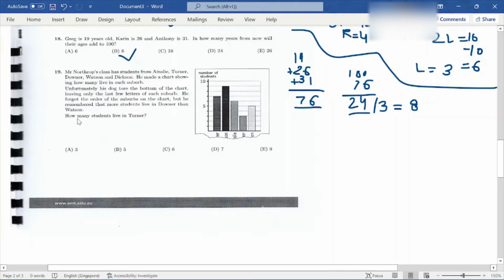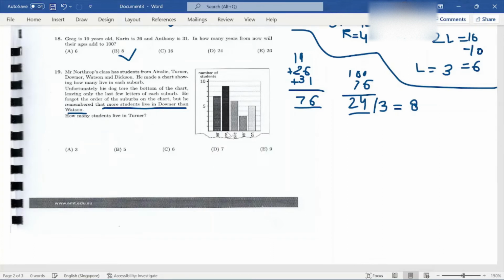But he remembered that more students live in Donner than Watson. We can see that there are 2 graphs ending with NER, NER. And what we have is 2 graphs showing as ON, ON. So either of these could be Watson, but looking at the statement that they have given us here, more students live in Donner than Watson.